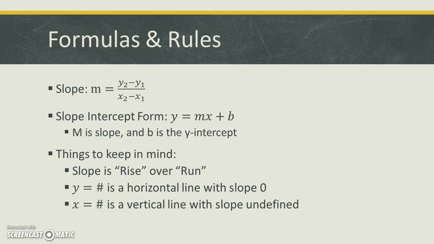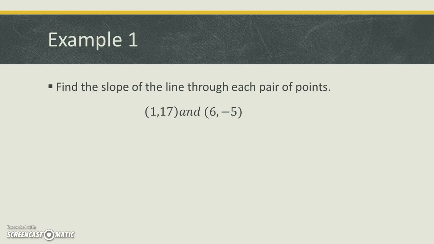Y equals a number. That formula is a horizontal line with the slope of 0. And x equals some number is a vertical line with slope that is undefined. Okay, so let's look at a couple examples.